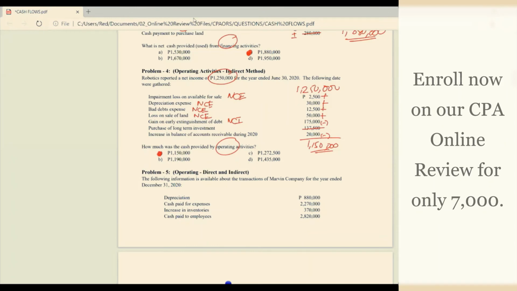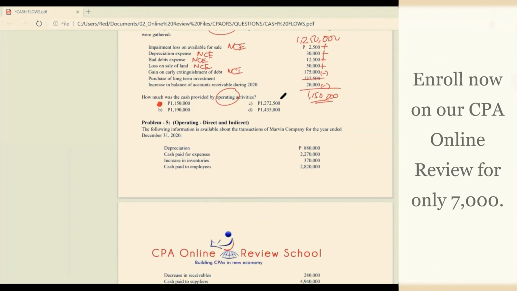So alpha. Okay? So chat lang kayo guys ha, if may mga tanong kayo or medyo kung nabibilisan kayo or may mga clarifications kayo, you can chat. Yan, para masagot natin. So okay, so net cash provided by operating activities is 1,150,000.